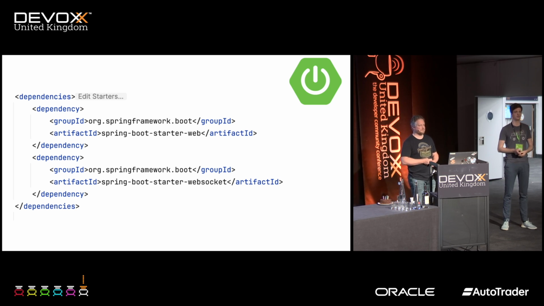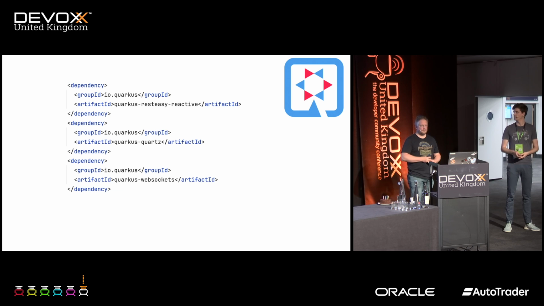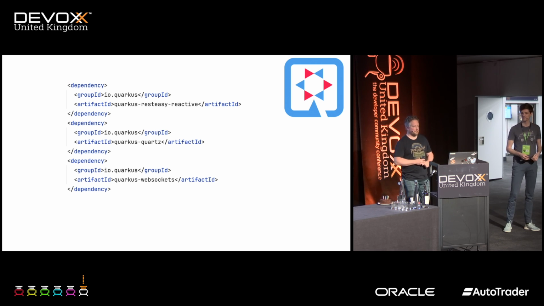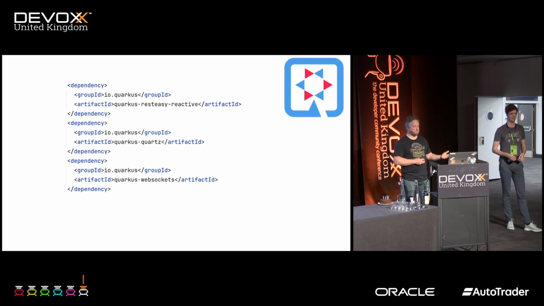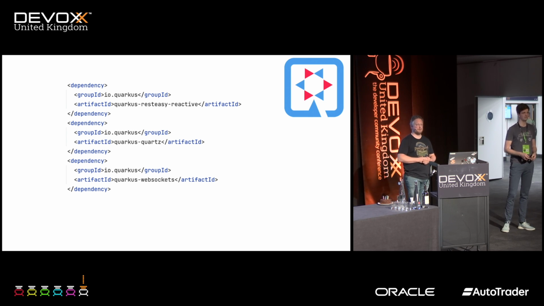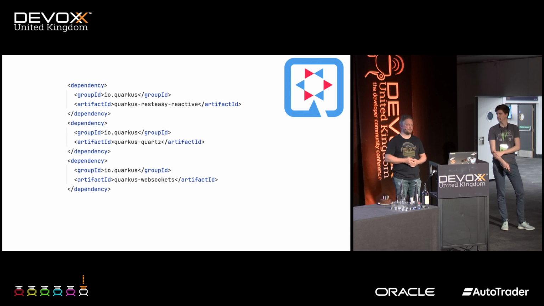It's very batteries included, but sometimes you get security vulnerabilities on things that you're not using, so you have to go the hard way anyway. And for Quarkus, it's just the things that you're going to use. So the REST client or the RESTEasy web server, Quarkus Quartz or WebSockets, just specifically what you want. Nothing more, nothing less.